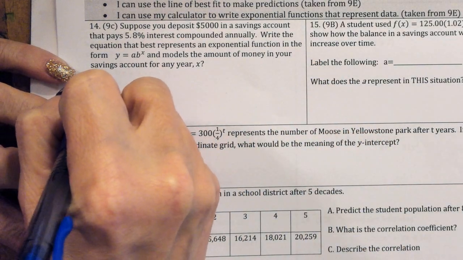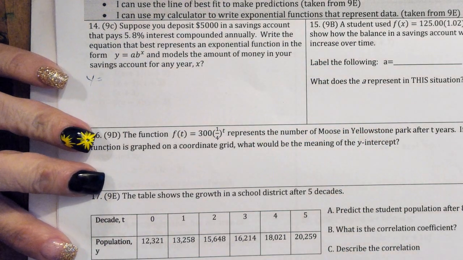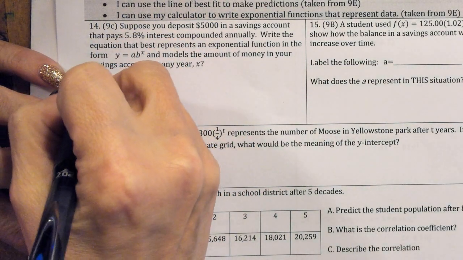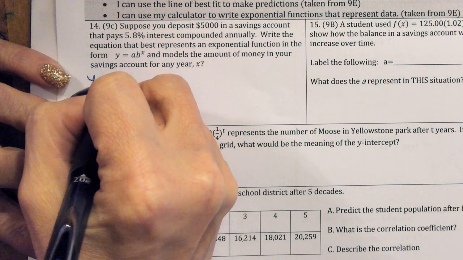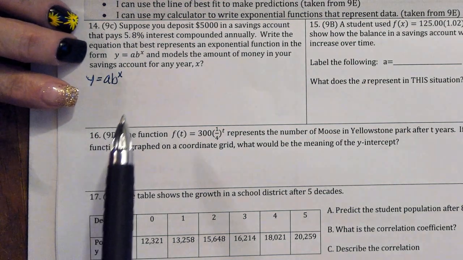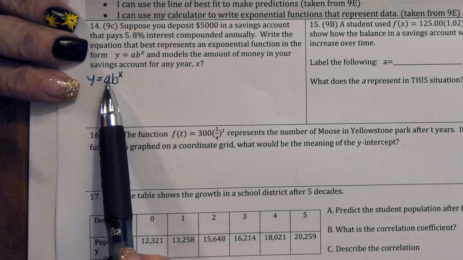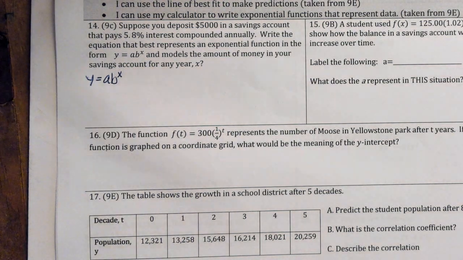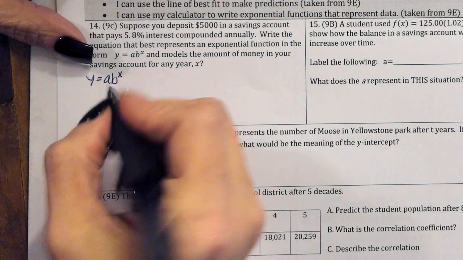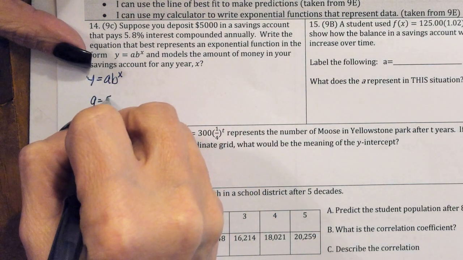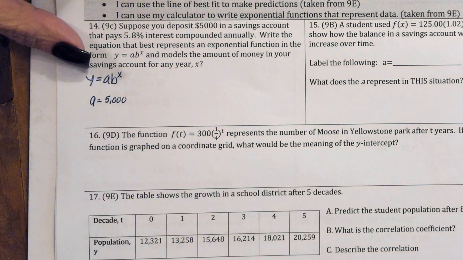So we've got y equals, oh, my pen's done. Let's change pens. There we go. Y equals ab to the x power. With exponentials, remember a is the starting amount. How much do I start with? In this situation, I've got a savings account, and so my a value is going to be $5,000.